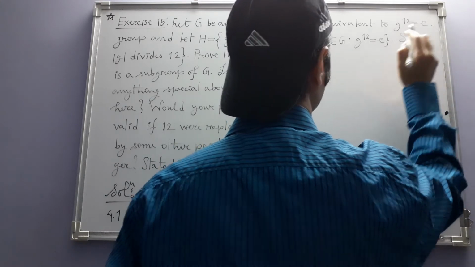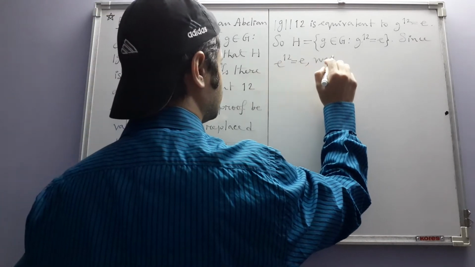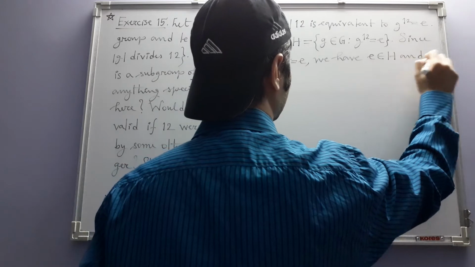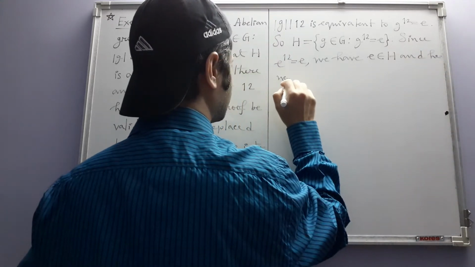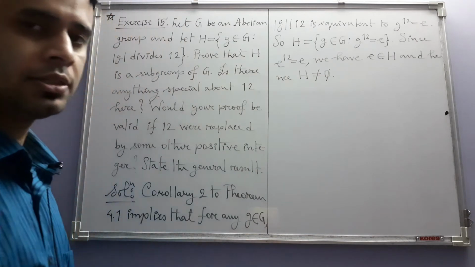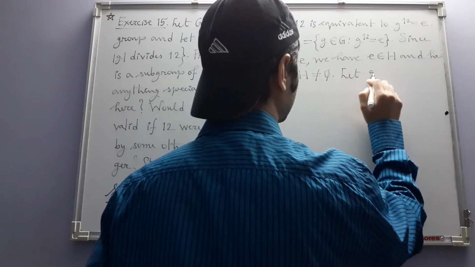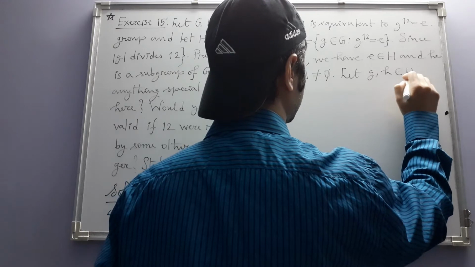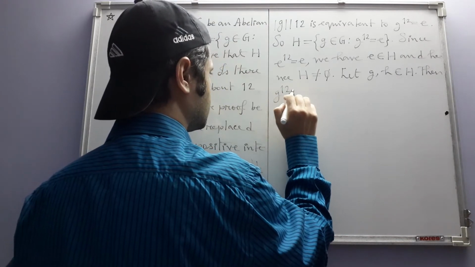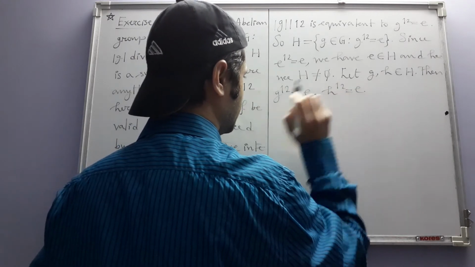Since e to the power 12 is e, we have e belonging to H. And hence, H is non-empty. H is a non-empty subset of G. Next, let g and h be two elements in H. Then g to the power 12 is the identity, and so is h to the power 12.